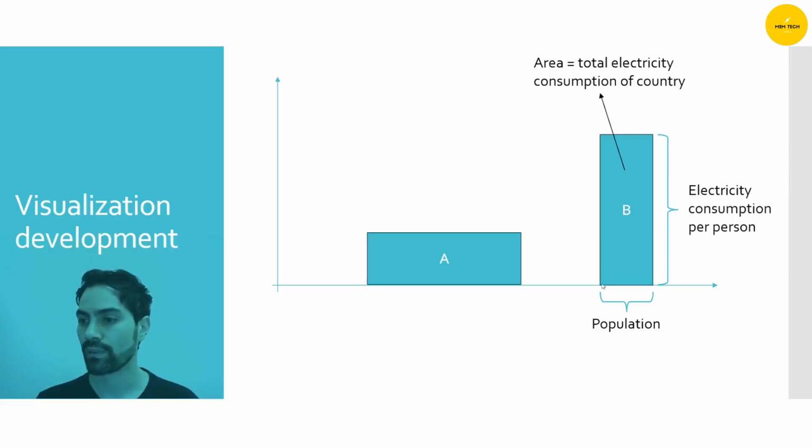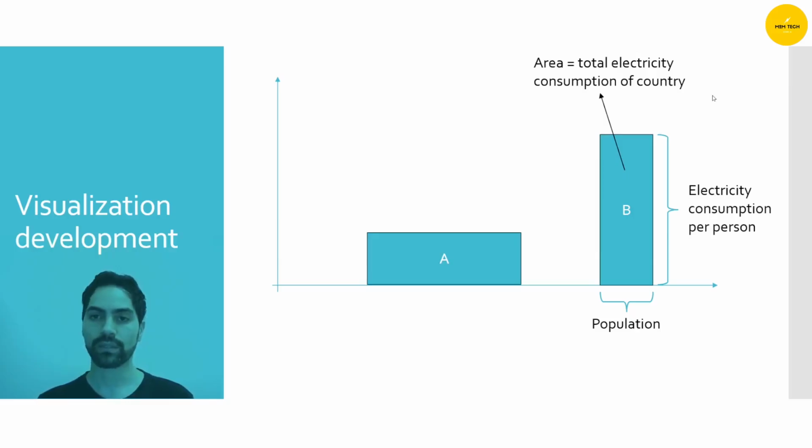So, for example, here we have country A and country B. Country B has a relatively low population but high electricity consumption per person. Country A is the opposite. It has a big population and a smaller electricity consumption per person, and both of them have about the same total electricity consumption for the entire country. The idea is to put all of the countries in one graph, each represented by one block, and sort them from the shortest to the tallest.